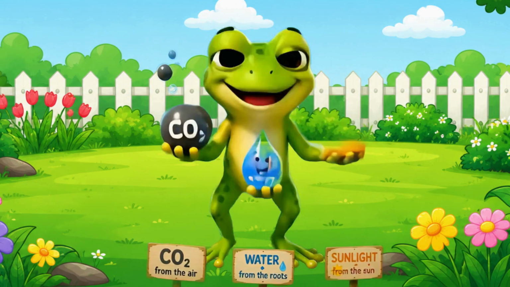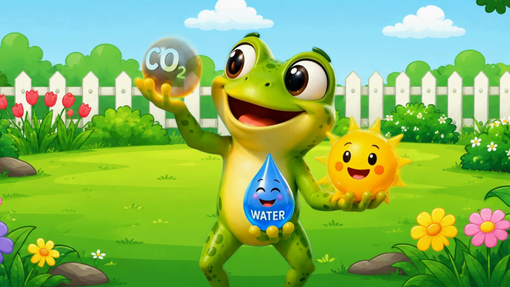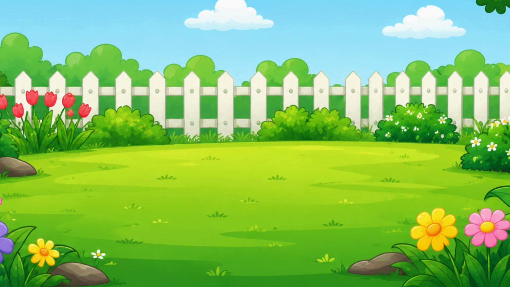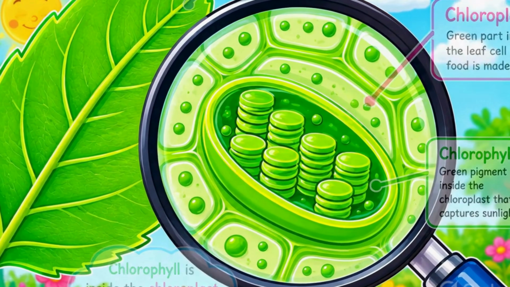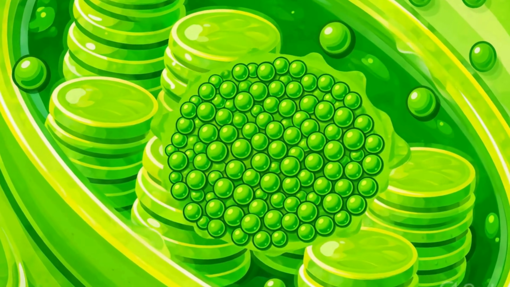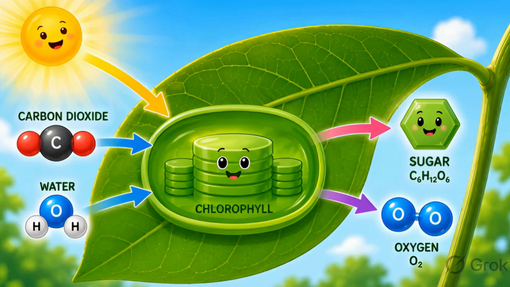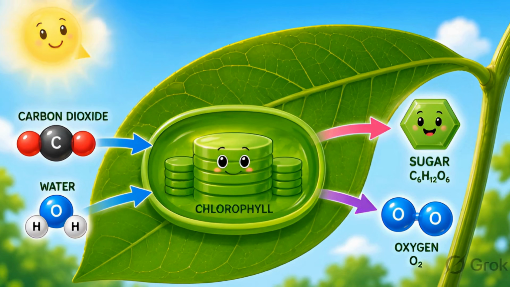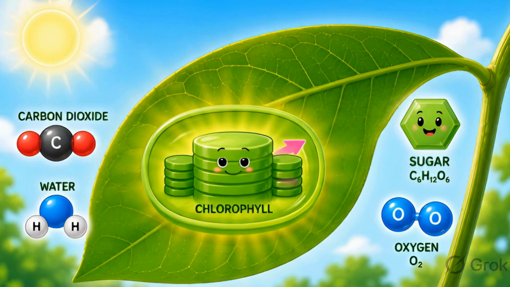To make food, plants need carbon dioxide, water, sunlight, and chlorophyll. Leaves have chloroplasts that contain chlorophyll. Chlorophyll is a green pigment that absorbs sunlight. Photosynthesis occurs inside leaves in chloroplasts that contain chlorophyll.